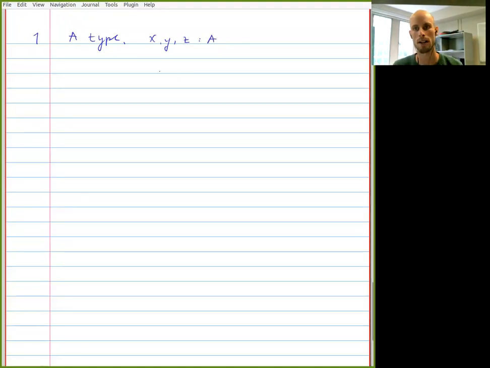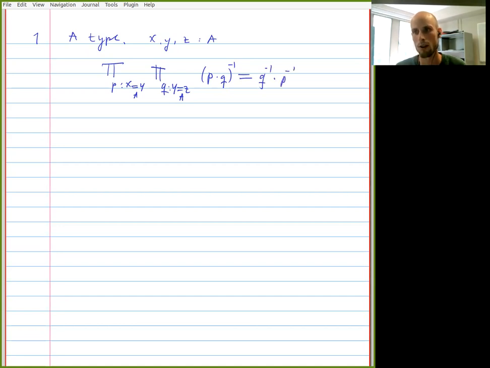We're supposed to show that path inversion distributes over path concatenation. That's an informal phrase, and the formal statement is what I'm about to give you. So we're going to give a term of the following type. For all paths P from X to Y in A, and all paths Q from Y to Z in A, we want to show that if I compose P and Q and then invert the result, this is equal, meaning that there's a term of this identity type, to first inverting Q and then inverting P and composing.